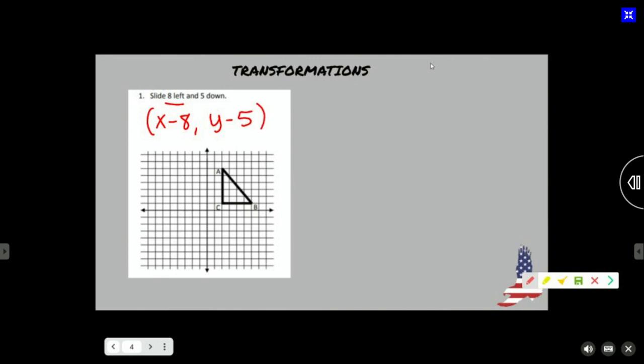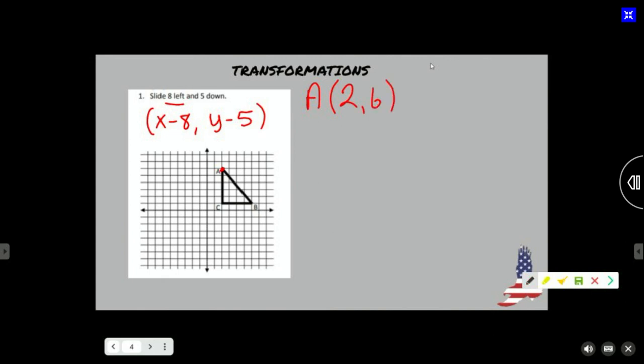Okay, so now I got my rule, right? Okay, I'm going to write A. What's this called right here? Your pre-image. So on my pre-image, what's A? What's the coordinate? You don't have to see it up here. You can see it on your paper. What's that coordinate right there? It's 2, 6.